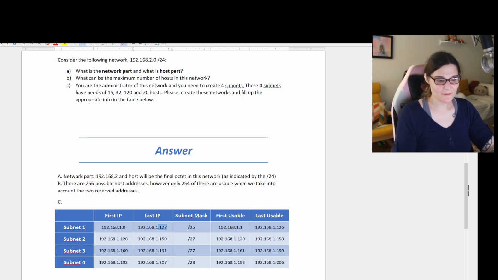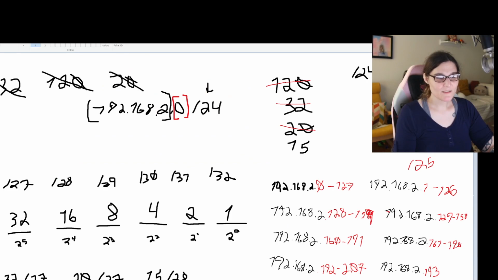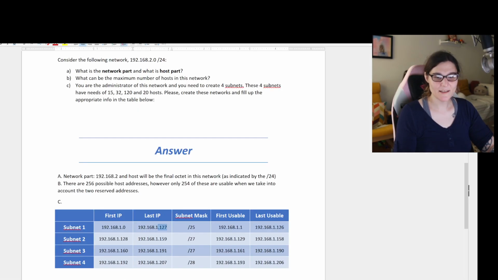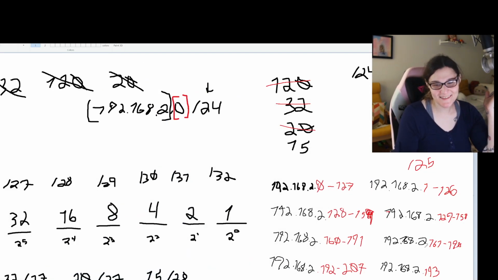I'll show you the math of that. So we've got the 193 address. We're going to add the 16 to it. But again, we have the 2 addresses that we can't use. And that's how we get the 206. I did my math wrong on that, but it's 206. I hope you understand it.